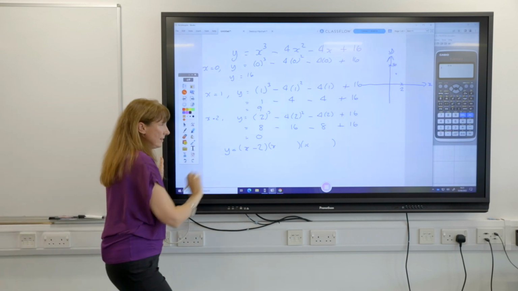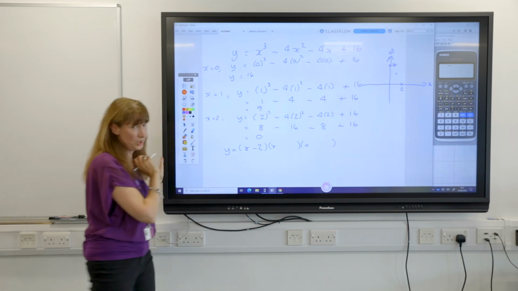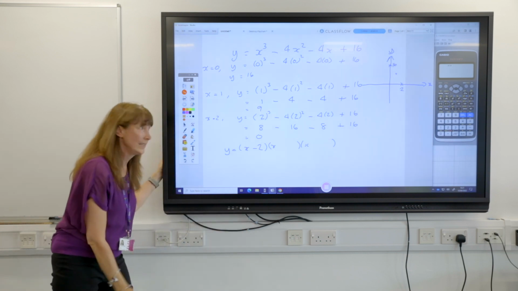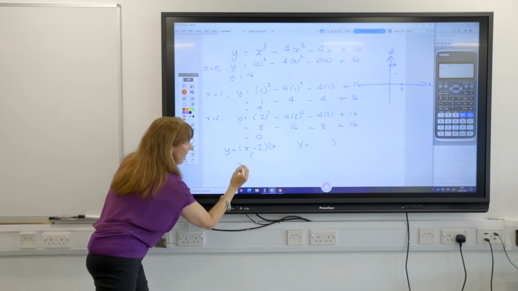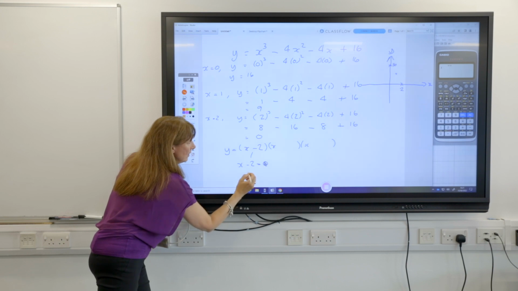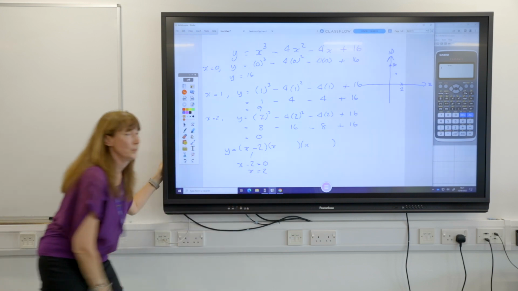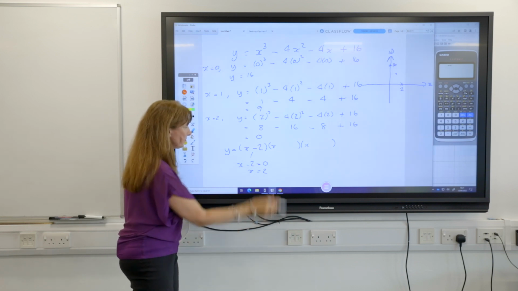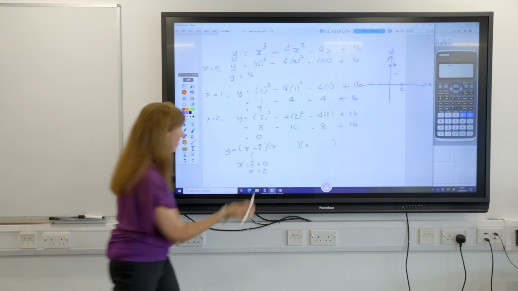The reason why this is x minus 2 and not x plus 2, as we found before, is that we want this bracket to be equal to 0. So if x minus 2 equals 0, that means x must be 2. So that's one of our factors of our cubic equation. I'll let you know what the other ones are now.